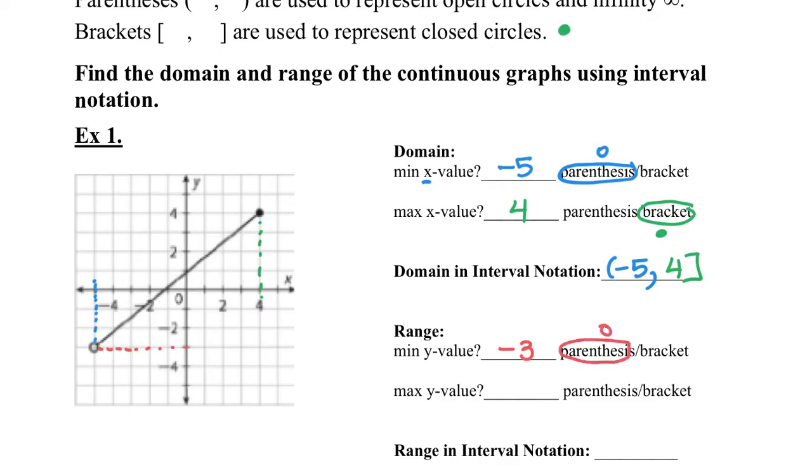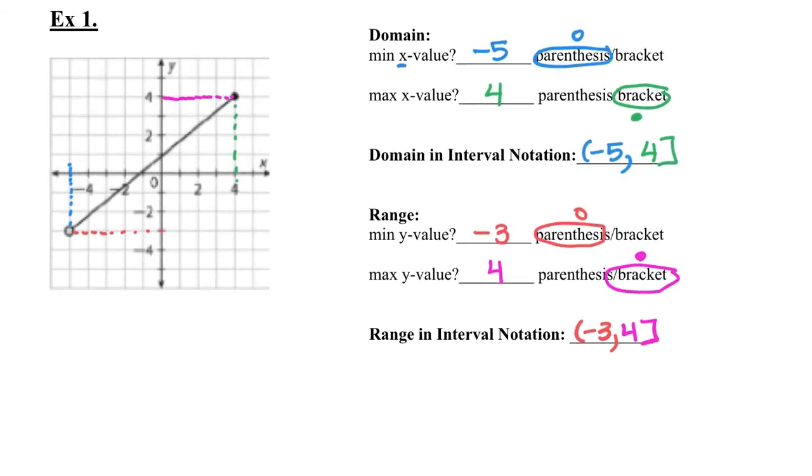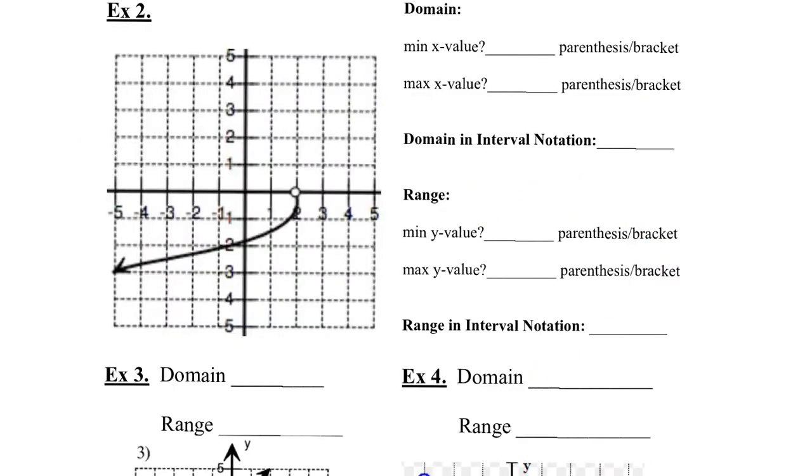The maximum y value is at the highest point on the graph. The highest point on the graph is way up here. The y coordinate at that point, y is 4. And at that highest point, it is a closed circle, so it's going to be a bracket. So to express my range in interval notation, it's going to be parenthesis -3, comma, 4, bracket. Okay, let's try some other ones because this is a little tricky.